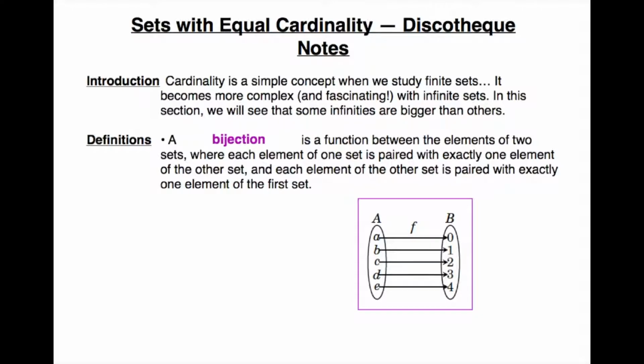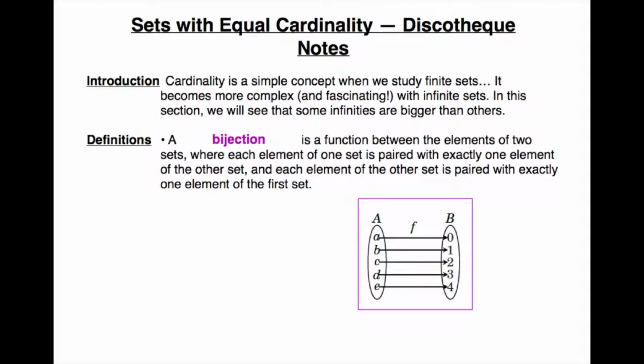So here's an example. A has 5 elements, B has 5 elements. Obviously, we know from before that we could say the cardinality of A is equal to the cardinality of B. That's not very difficult, but using bijection we will be able to extend this concept to infinite sets, so it's important that we discuss it.